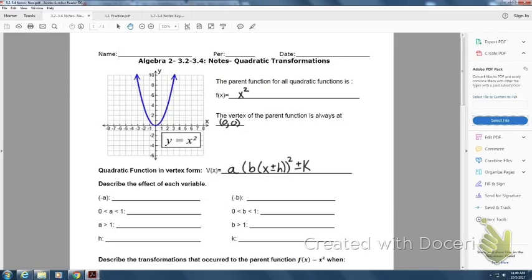If the A value is negative, does anybody remember what that does? We don't want to say flip. We want to reflect it over which axis? The x-axis. And if the B is negative, then it does what? Reflects over the y-axis.